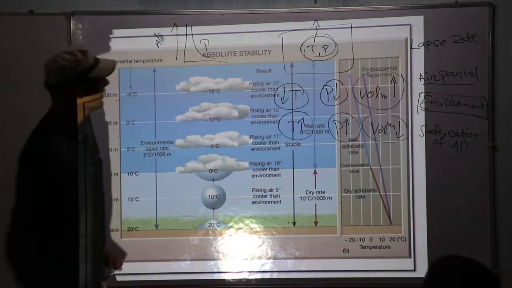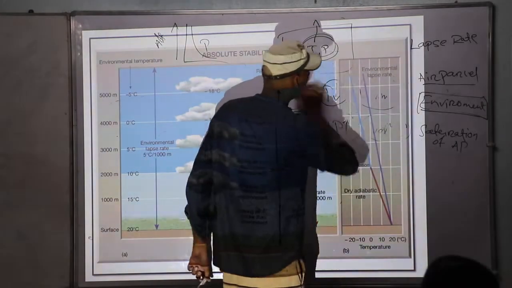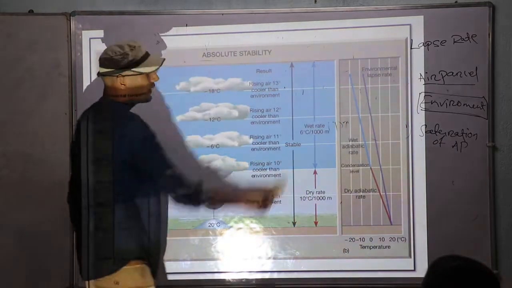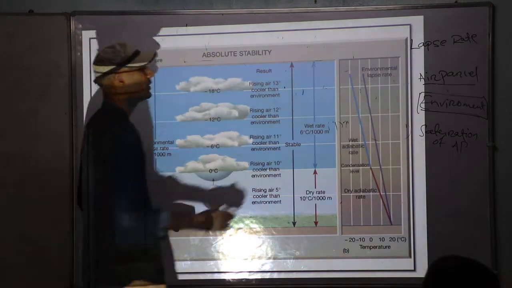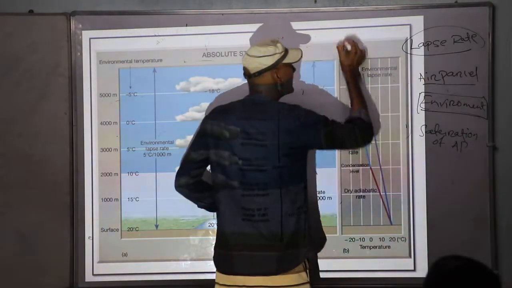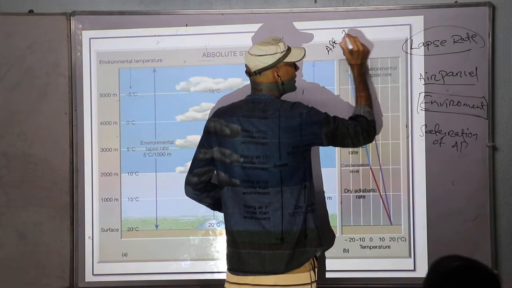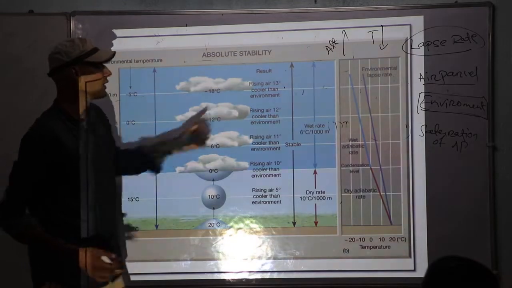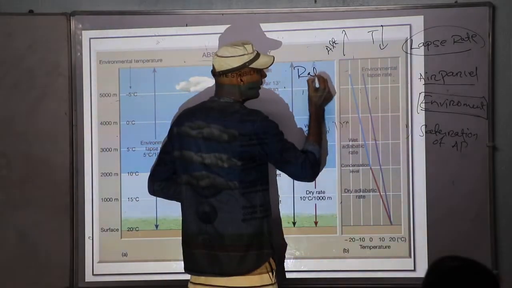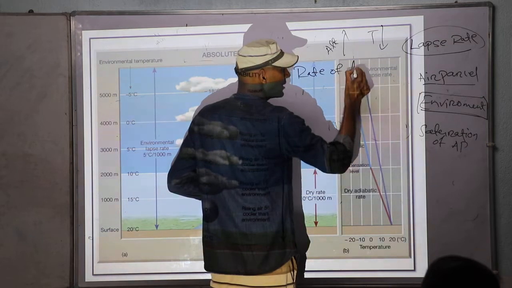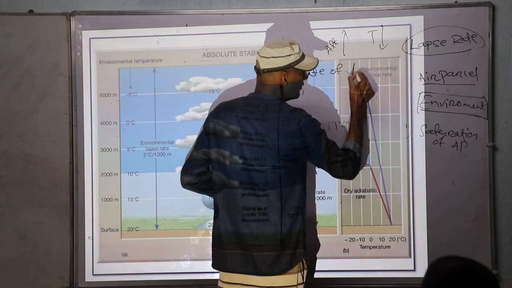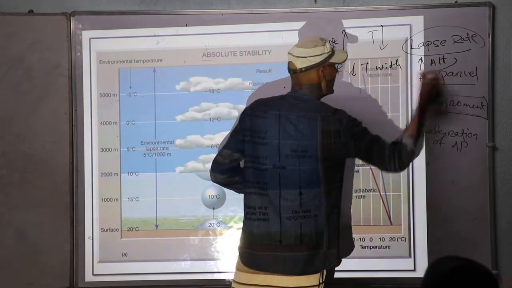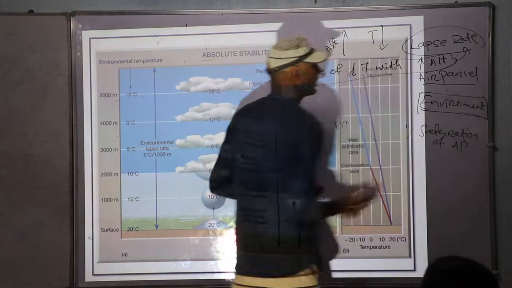Then talking about lapse rate. As I have told you, when an air parcel rises in the atmosphere, that is, altitude increases, its temperature decreases. The rate of decrease in temperature with increase in altitude is termed as atmospheric lapse rate.